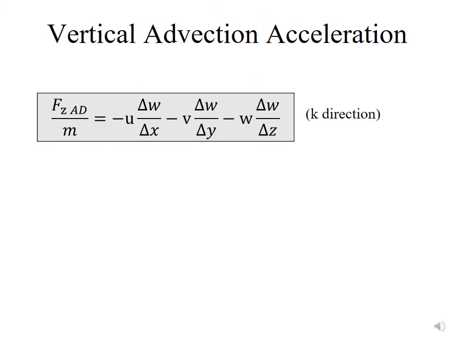So here we have the vertical advection acceleration equation, where the vertical advection of momentum is equal to -u times the gradient of the vertical wind in the east-west direction, delta x, minus v times the gradient of the vertical wind in the north-south direction, minus the vertical wind times the gradient of the vertical wind in the vertical direction. And this is in the k-hat direction.